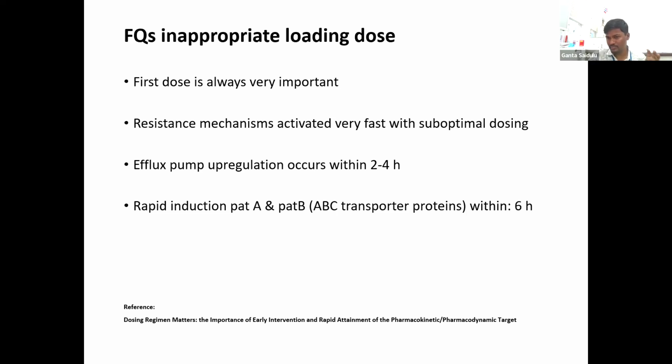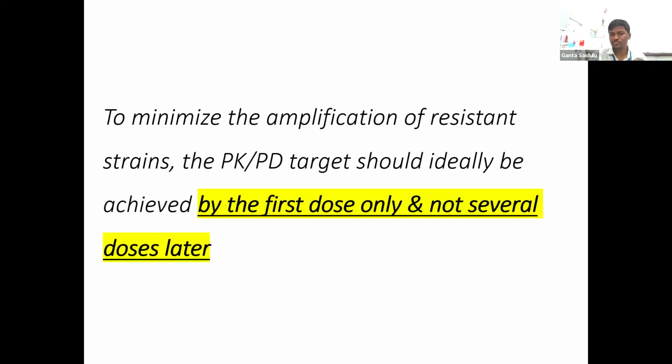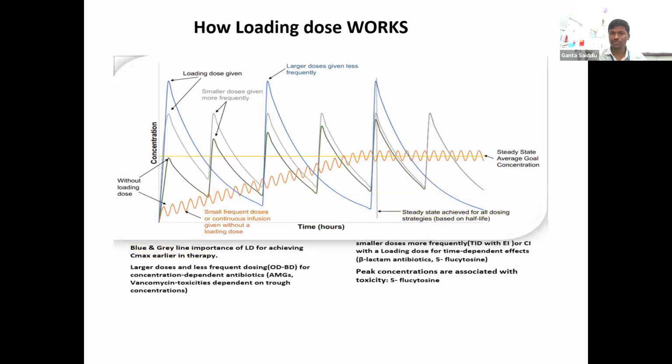So always the first dose should be optimal, and it should be high. Otherwise, underdosing can increase resistance. To minimize the amplification of resistant strains, the PK/PD target should ideally be achieved by the first dose, not several doses later. That's why we always focus on the first dose, the loading dose, which should be appropriate, not suboptimal. So how do loading doses work?